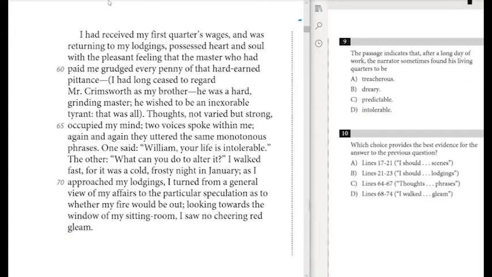Question number 9. The passage indicates that after a long day of work, the narrator found his living quarters to be what? So when we're looking for any keyword relating to the living quarters, that takes us over here to line 69. "As I approached my lodgings, I turned from a general view of my affairs to the particular speculation as to whether my fire would be out."